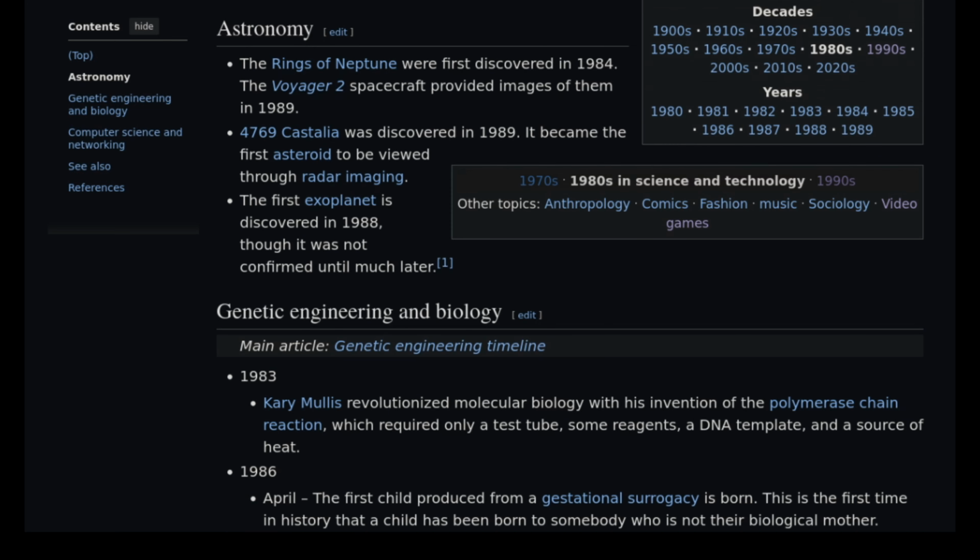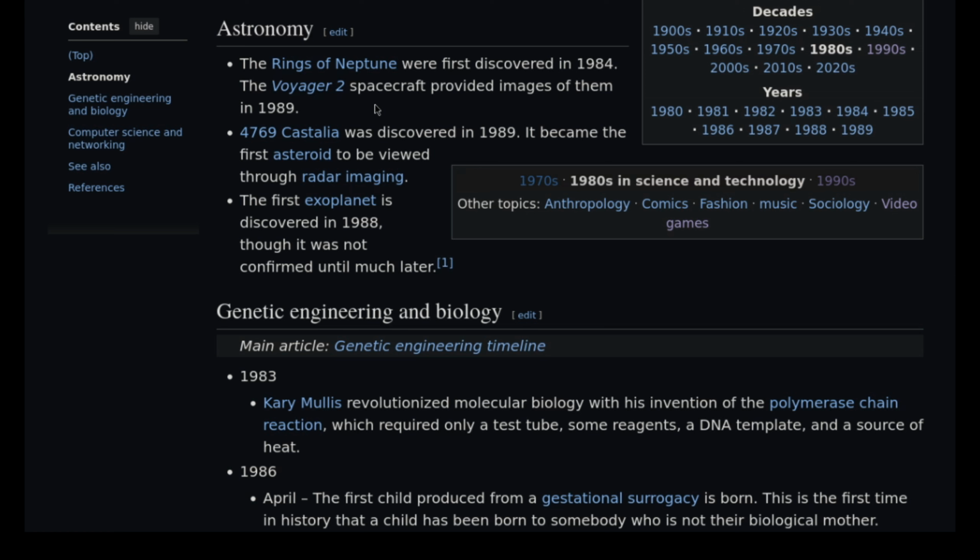In the 80s, in astronomy, the rings of Neptune were first discovered in 1984. The Voyager 2 spacecraft provided images of them in 1989. Just think about what it must have been like back then, seeing the rings of Neptune for the first time visually after not knowing they existed. This is a little early for me, but I'm curious for those who were around at that time, what their experience would have been like.